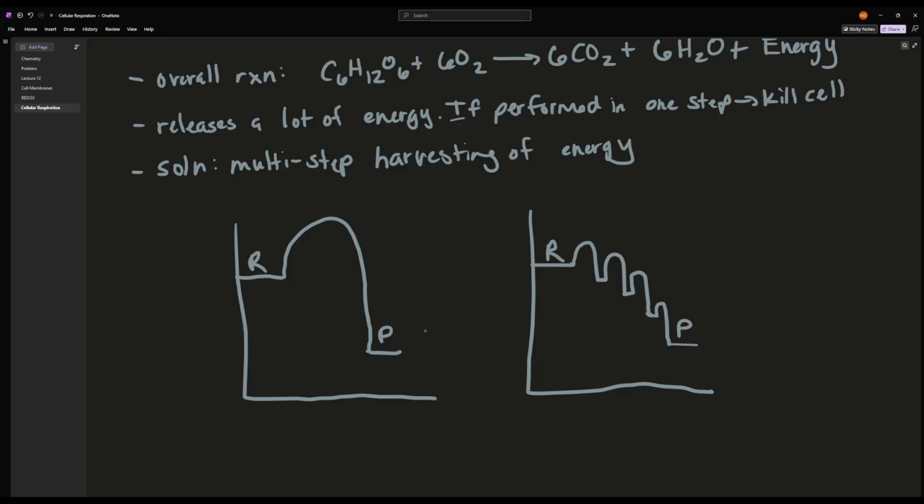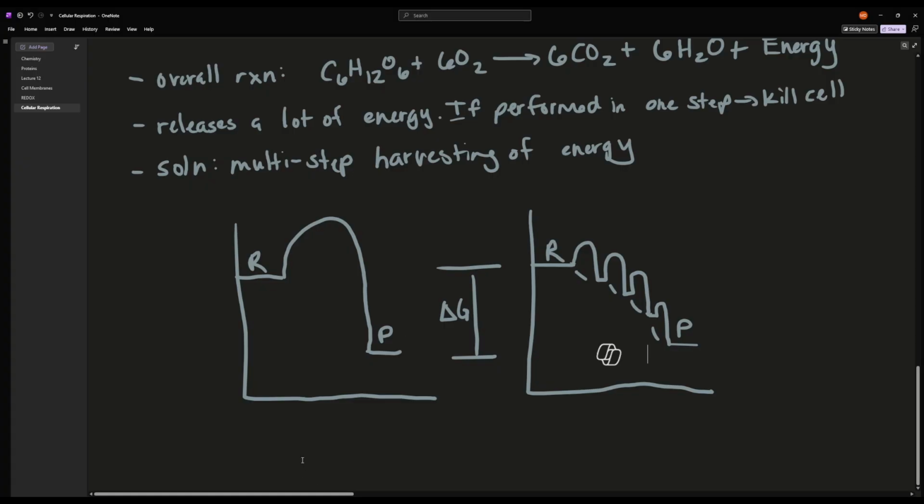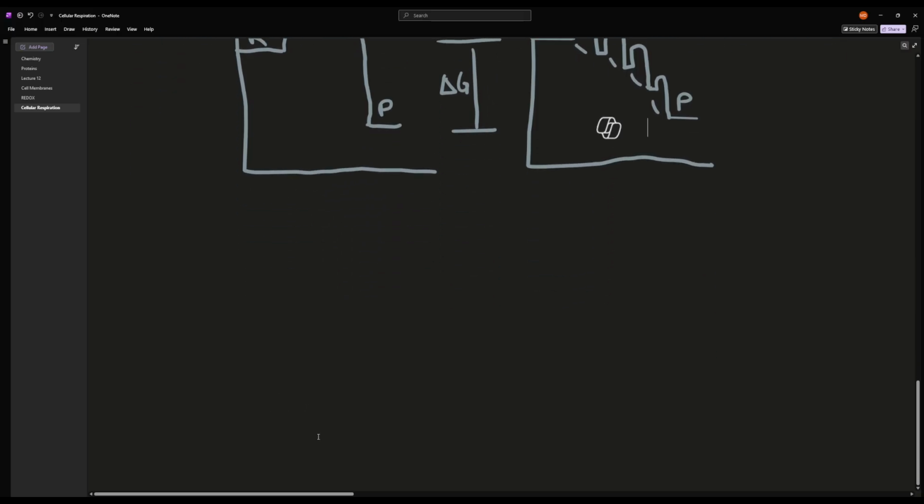Once again, delta G is identical. All that's happening is instead of having one massive release of free energy, it's stepwise, right? It's releasing that little bit, and then that little bit, and then that little bit, and then that little bit. And in the true cellular respiration, it's way more steps. This is just an abbreviated example. But the overall delta G is the same. Okay?